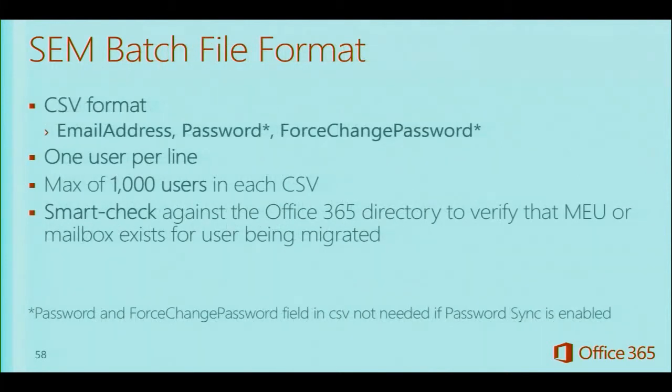Now, the migration batch file uses a CSV file, and that's going to be one user per line with a maximum of 1,000 users in each file. Before you start the migration batch, the migration tool is actually going to validate that each of the users named in this CSV file exists in your tenant as a mail-enabled user. If it's not found as a mail-enabled user, then you're going to get an error that gets displayed, and you have to correct that problem before you can submit that batch for migration.